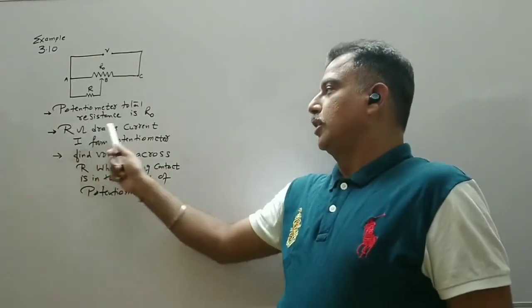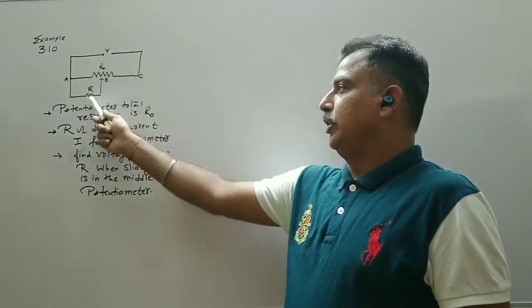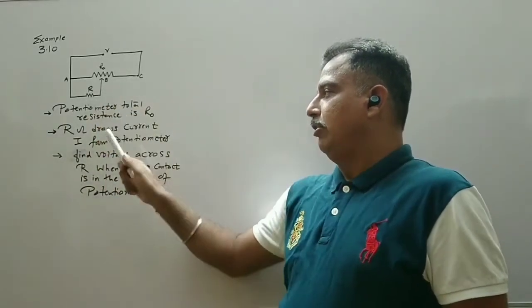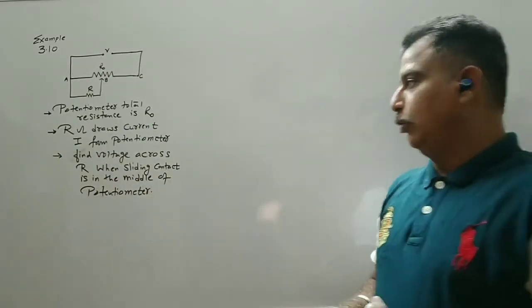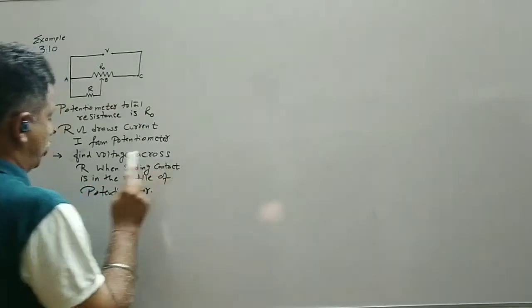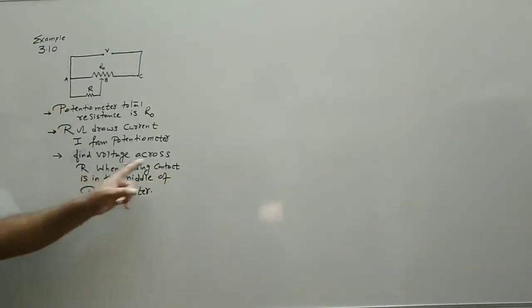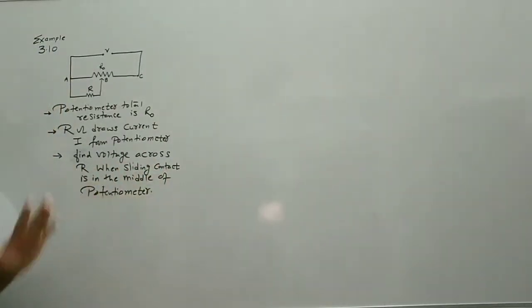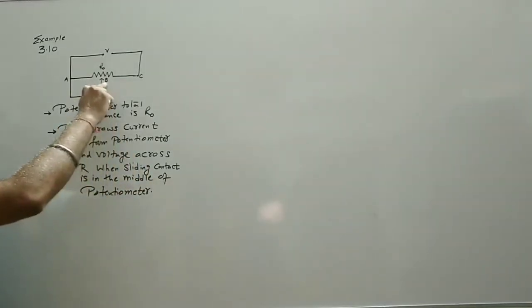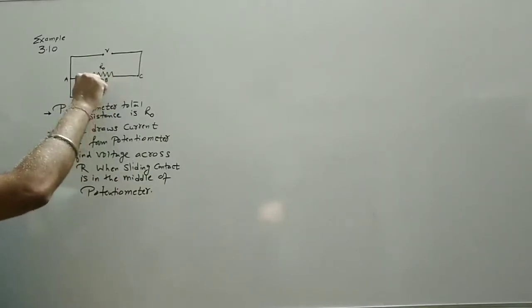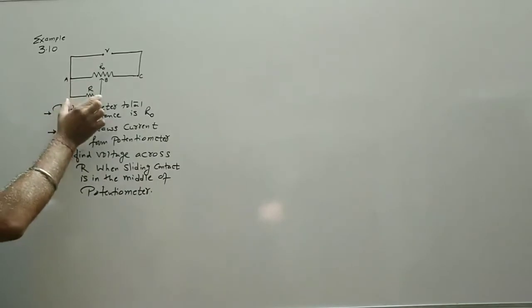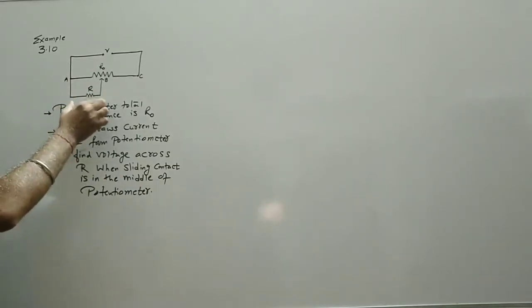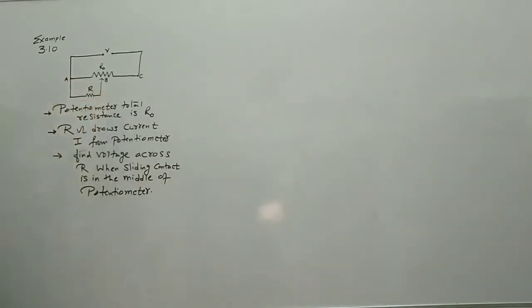R ohms draw current I from the potentiometer. So there is another resistance R which draws current I from the potentiometer. We have to find out the voltage across R when the sliding contact is in the middle of the potentiometer. So the sliding contact, that is say a jockey, is at the center. At that time we have to find out the potential difference or voltage across R.